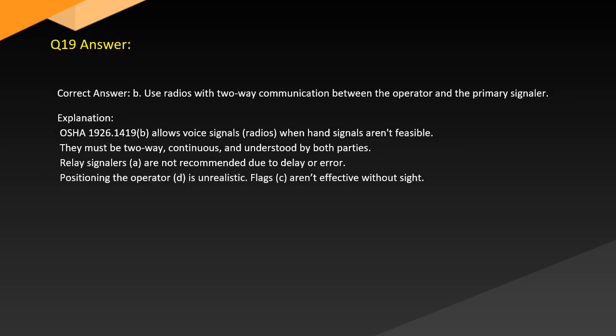Answer. Correct answer. B. Use radios with two-way communication between the operator and the primary signaler. Explanation. OSHA 1926.1419 B allows voice signals, radios, when hand signals aren't feasible. They must be two-way, continuous, and understood by both parties. Relayed signalers A are not recommended due to delay or error. Positioning the operator D is unrealistic. Flags C aren't necessary.